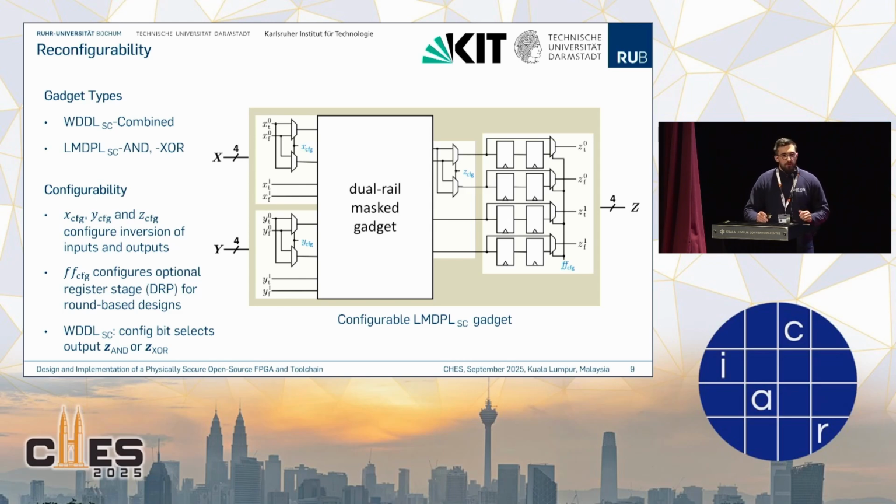What is not visible here is that for the self-checking WDDL version, which is combined, we also added a configuration bit to select between the AND and the XOR output.